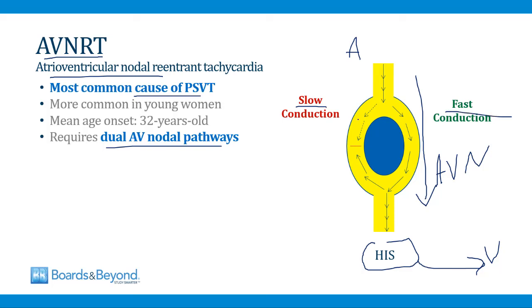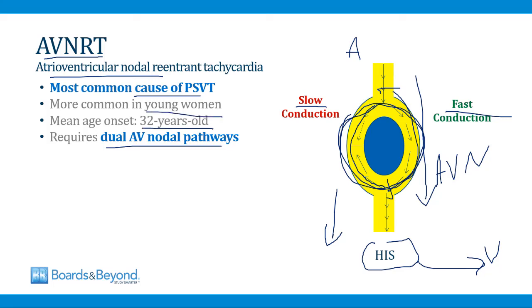And what can happen under the right circumstances is that an electrical impulse can go slowly down the slow pathway and then find the fast pathway and go up the fast pathway. And this can create a circuit going around and around like this. And this will cause a tachycardia that will be regular. In other words, there will be impulses traveling down to the ventricle that are fast and tachycardic and that occur at regular intervals. And this is most common in young women. The mean age of onset is about 32 years old. So in a board question, a person with AVNRT causing a PSVT is going to be most likely a young woman complaining of palpitations.